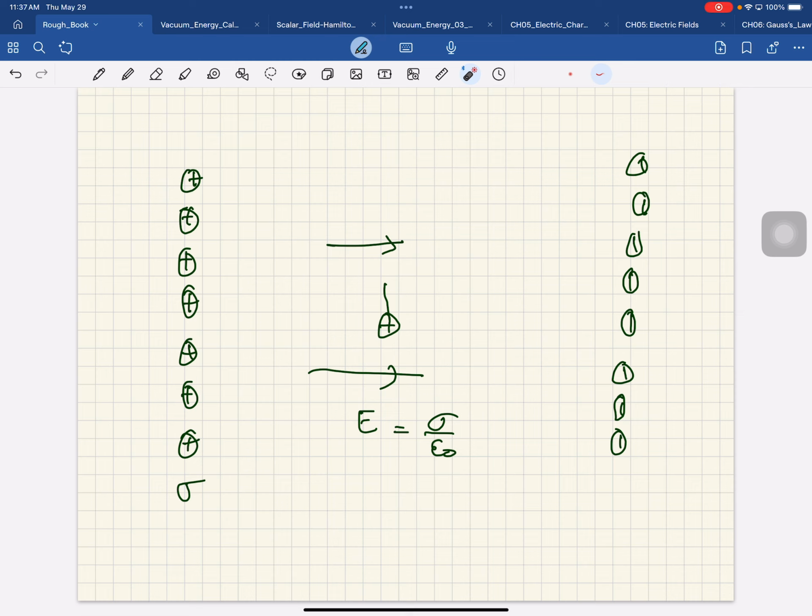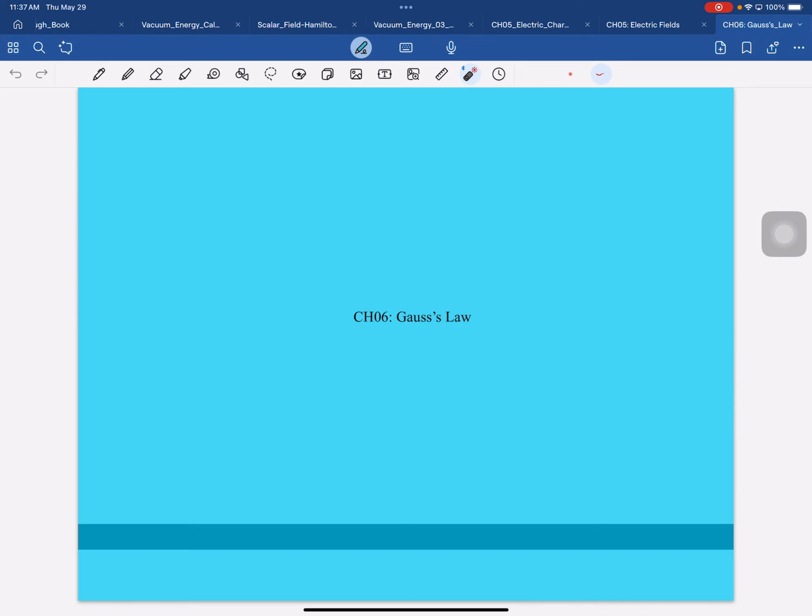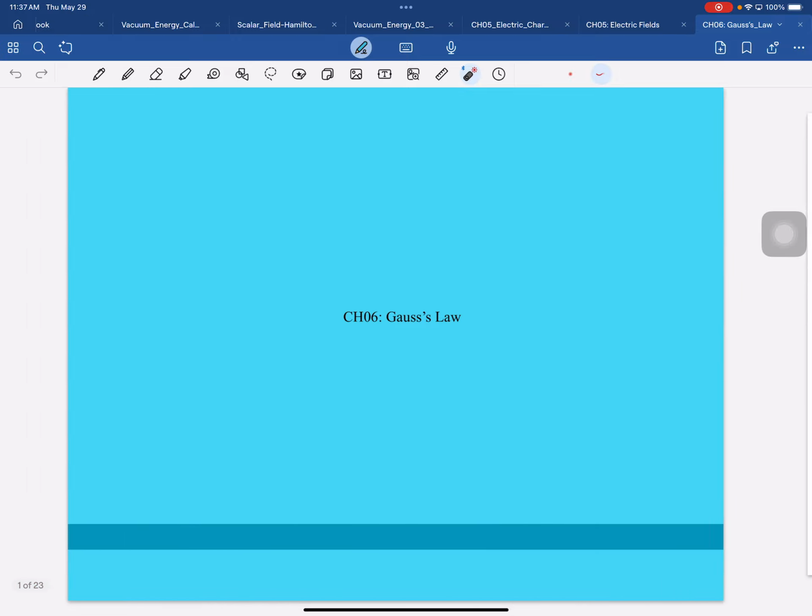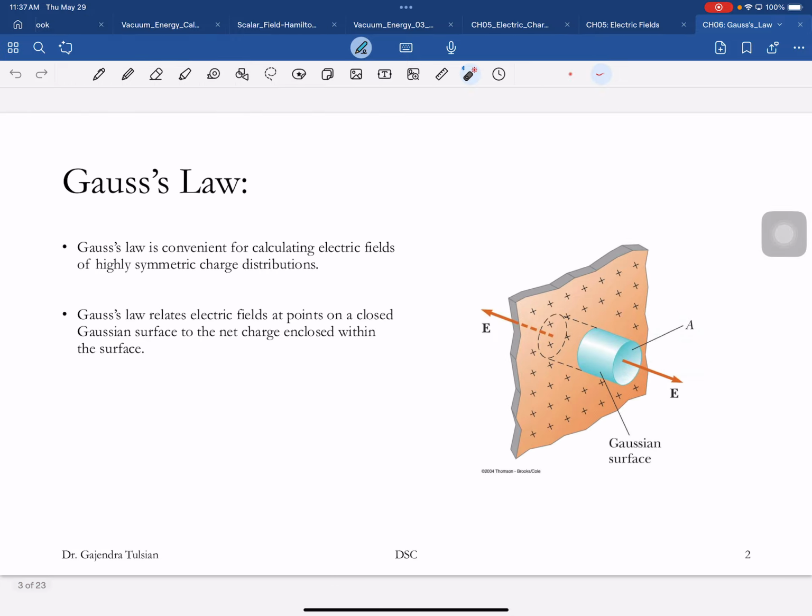All right, so Mr. Gauss, he was a very, very smart fellow. And he gave us a law to calculate the electric fields in symmetric situations. So we'll build up the technology for that and see how to use it. We'll see how to use Gauss's law. It's convenient for calculating electric fields of highly symmetric charge distributions.